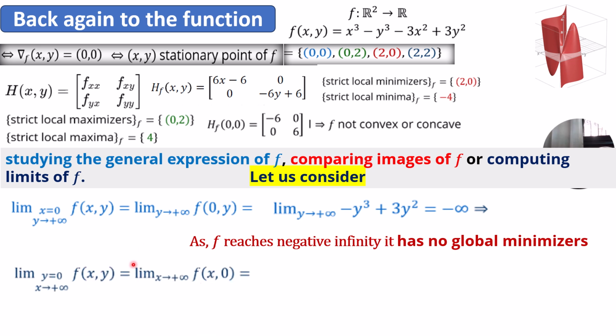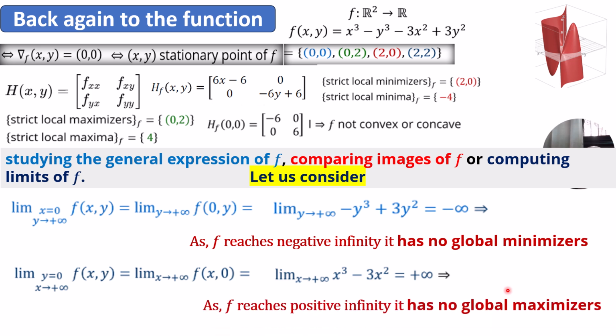And for the other direction, putting y equal to 0, taking x equal to infinity, I will have x cubed minus 3x squared, which is going to positive infinity. So we will have no global maximizer for the function.